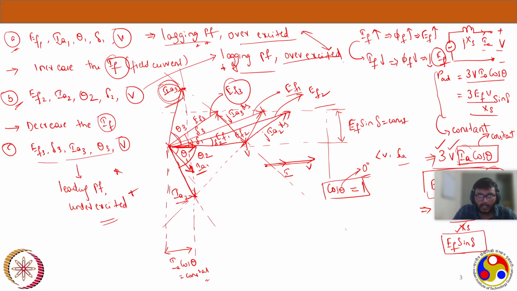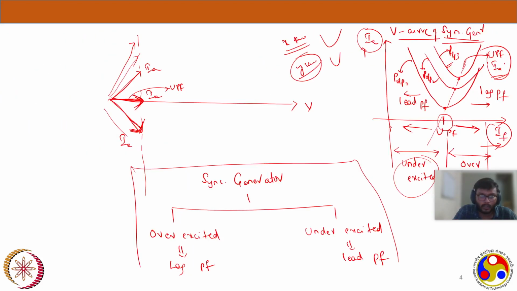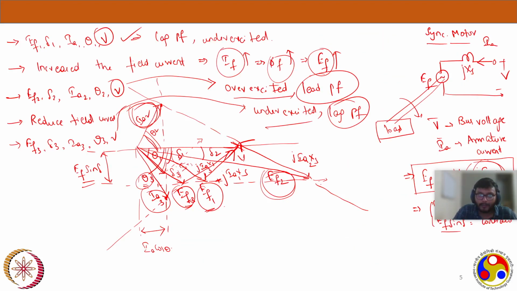With that, we developed the phasor diagrams by increasing the field current and by decreasing the field current, and analyzed the over-excited and under-excited conditions, as well as the power factor it is drawing or delivering. We did this first for the synchronous generator and arrived at the V curves, which are very important concepts for synchronous machines.